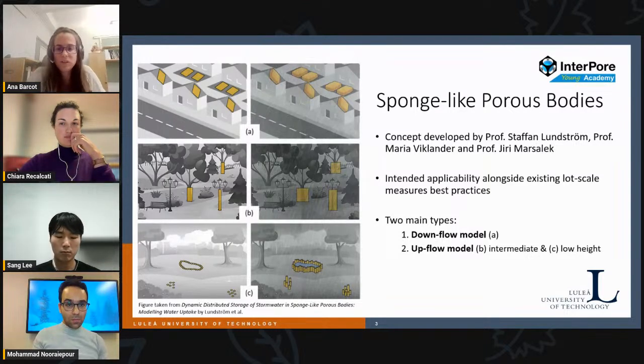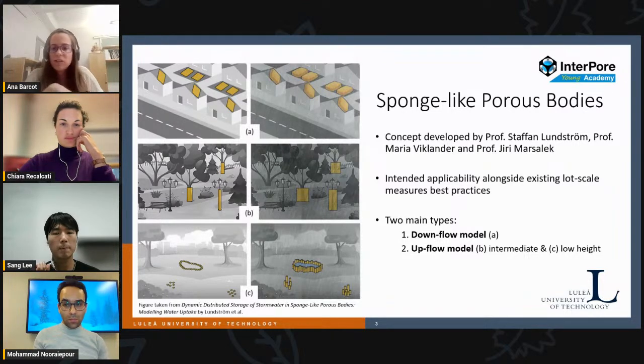Whereas the upflow model, as I already mentioned, has two types. The intermediate high structures, most commonly 1 to 2 meters, are placed around solid objects, and the low height structures, usually around 0.2 meters, are growing directly from the ground, kind of mimicking the growth of a plant.